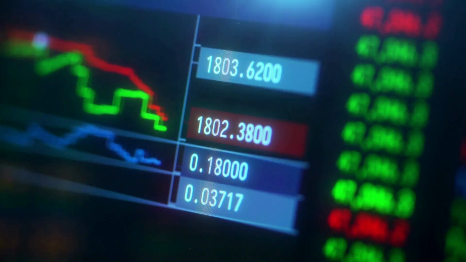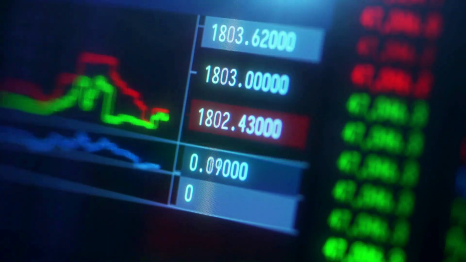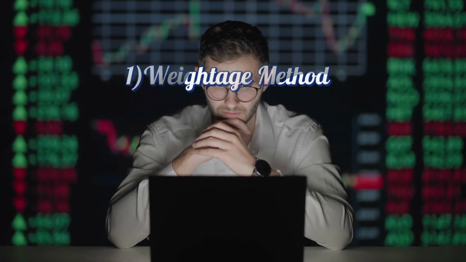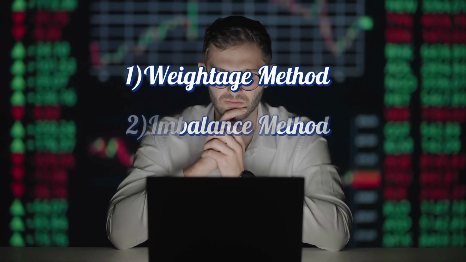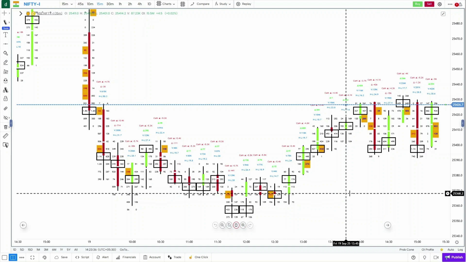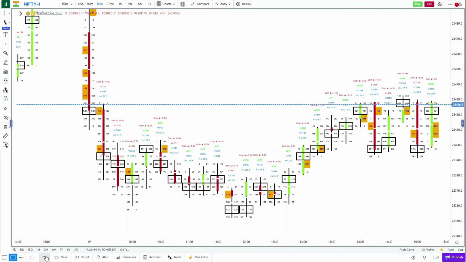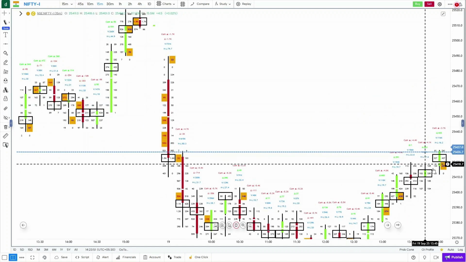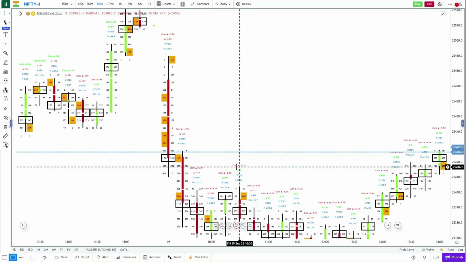Once you learn to spot them, you will never look at the trades the same way again. Here we'll use two powerful order flow methods to understand which side the big players are likely driving the market. The first one is the weightage method and the second one is the imbalance method. A regular price action chart can't tell you who placed the orders, but on an order flow chart, the difference becomes crystal clear.